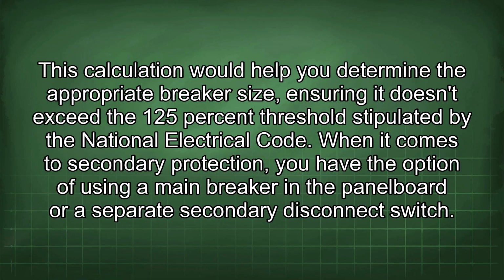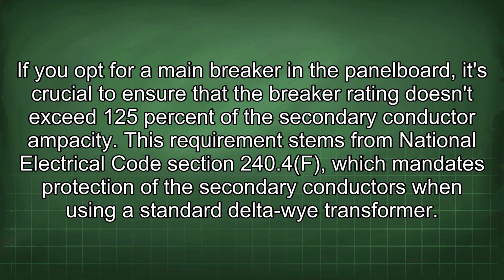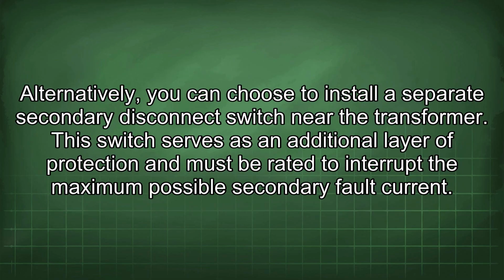When it comes to secondary protection, you have the option of using a main breaker in the panel board or a separate secondary disconnect switch. If you opt for a main breaker in the panel board, it's crucial to ensure that the breaker rating doesn't exceed 125% of the secondary conductor ampacity. This requirement stems from National Electrical Code Section 240.4(F), which mandates protection of the secondary conductors when using a standard delta-wye transformer. Alternatively, you can choose to install a separate secondary disconnect switch near the transformer.